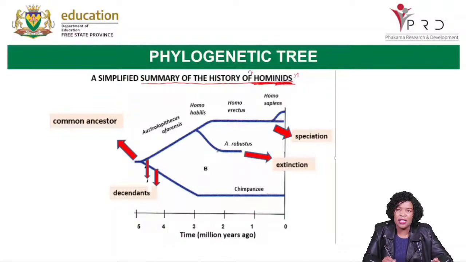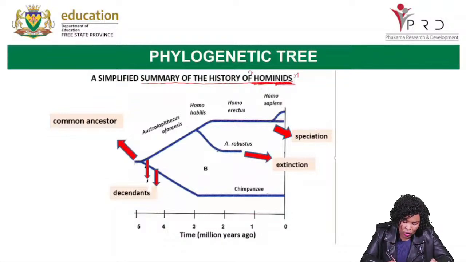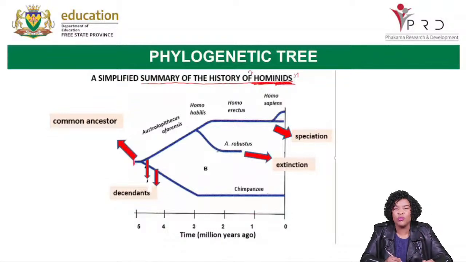The first thing that you need to identify on a phylogenetic tree is where it starts, or where you start. So you are going to check where the oldest common ancestor is. Then once you establish that, you will see.